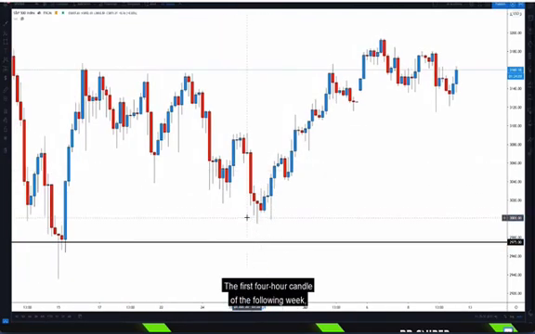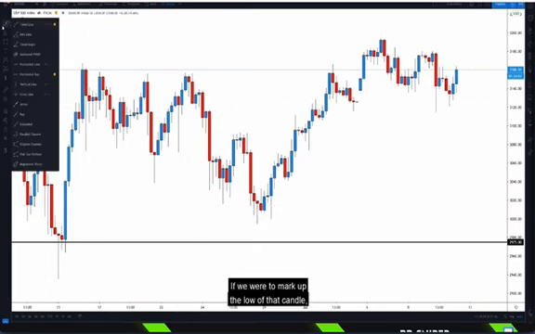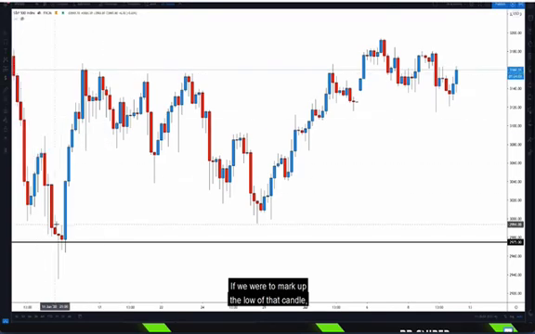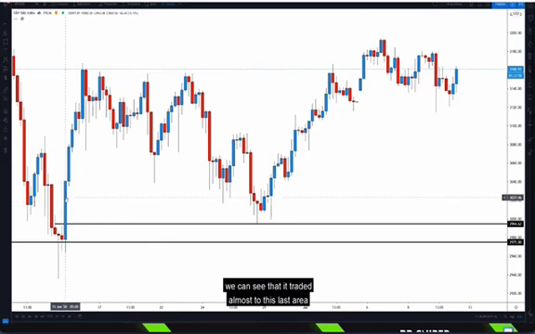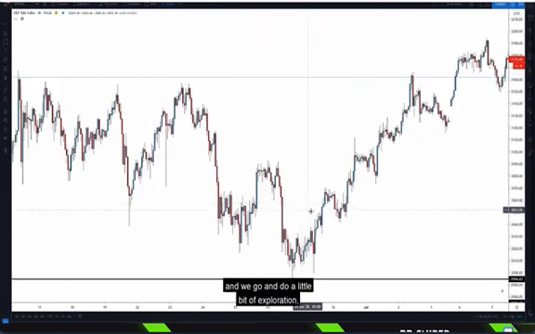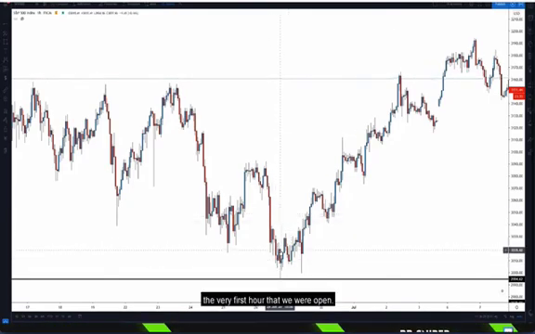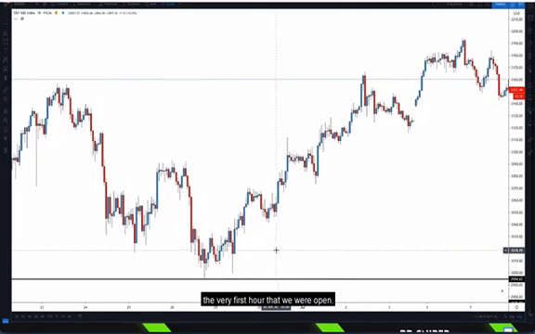The first 4-hour candle of the following week, we traded down. If we were to mark up the low of that candle, we can see that it traded almost to this last area that we were looking at in the previous training. We then saw the first few hours of market open starting to give us some signs of strength. And if we drop it down into an hourly chart and do a little bit of exploration, we can see a little bit more clearly what the market did the very first hour that we were open.